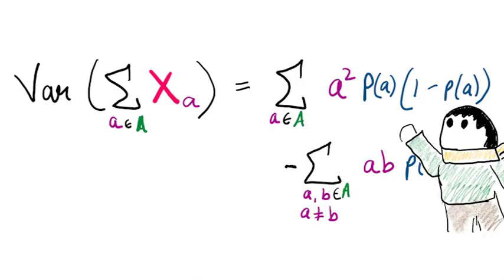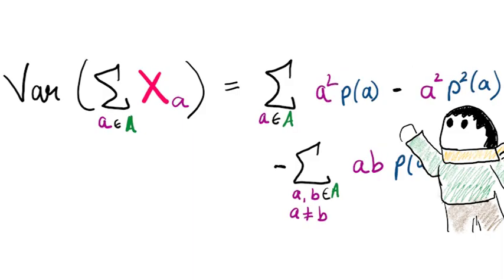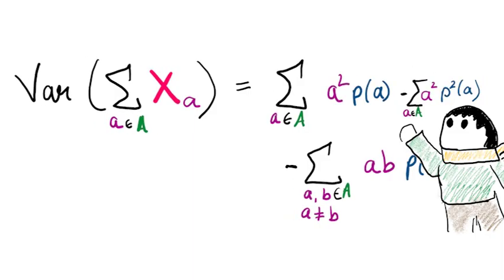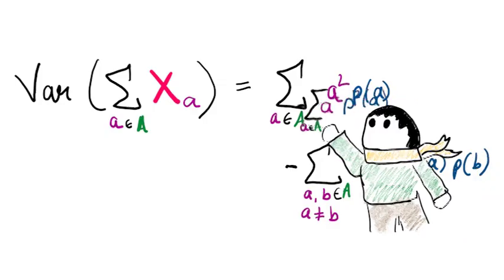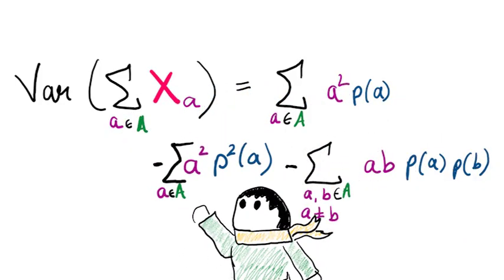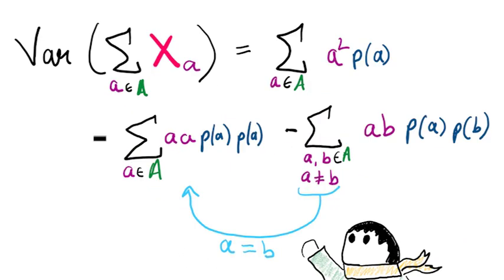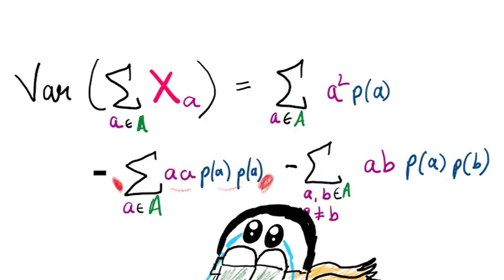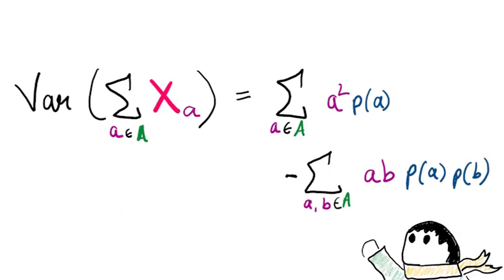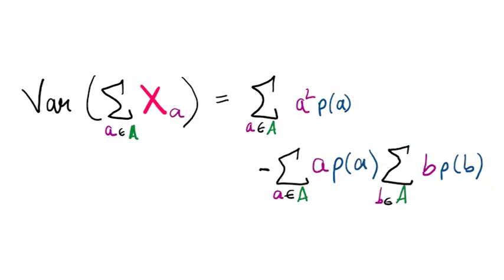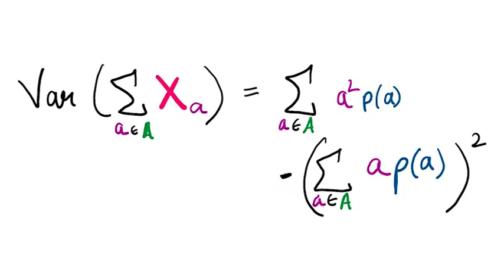Expanding the first term, we get this. And we notice that this negative times a squared times the probability of a squared can sneak out from the first sum into the second sum. If a were to be equal to b here, then this is exactly the term we would get. And hey, good for that term, it's found its people. This sum now becomes over all a, b, where both a and b are in capital A. This can now be rewritten as a square of the sum over all elements of A.